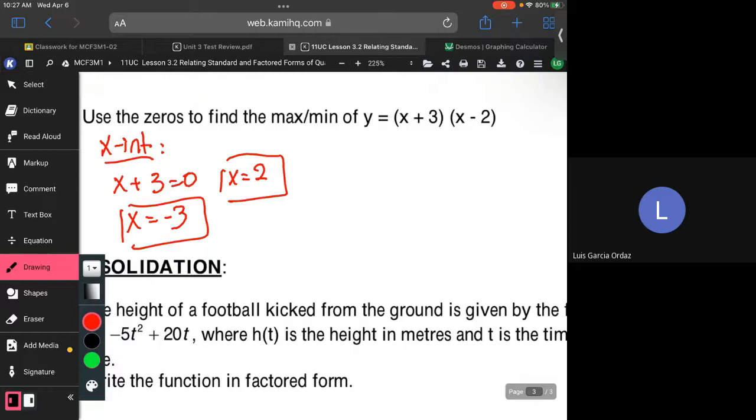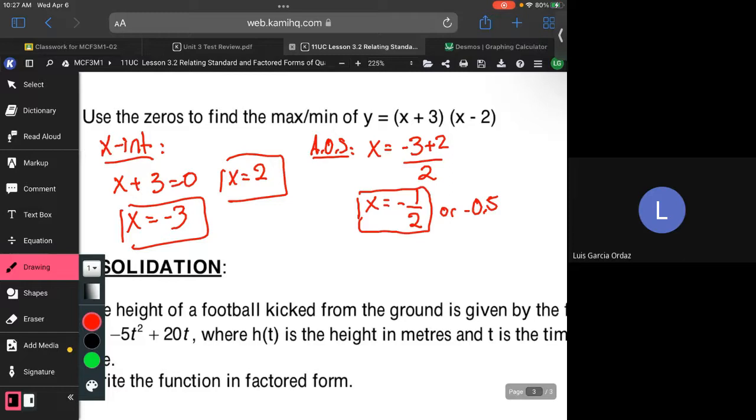And how do I find my axis of symmetry? By adding the two x values together and dividing by 2. So I get -3 plus 2 divided by 2. So what's -3 plus 2? -1. So my axis of symmetry is x is equal to -1/2 or -0.5.